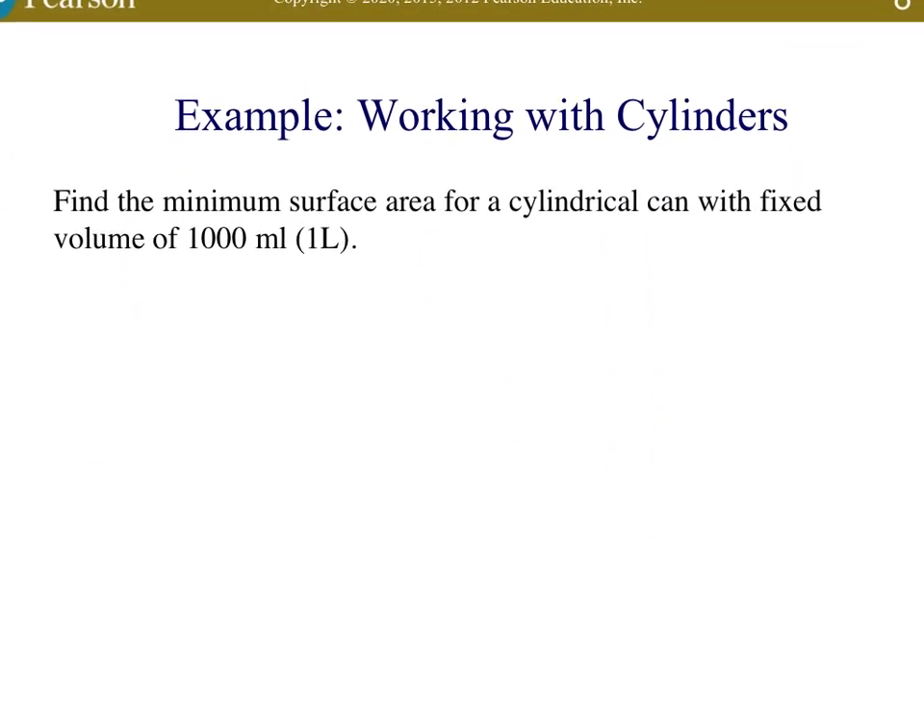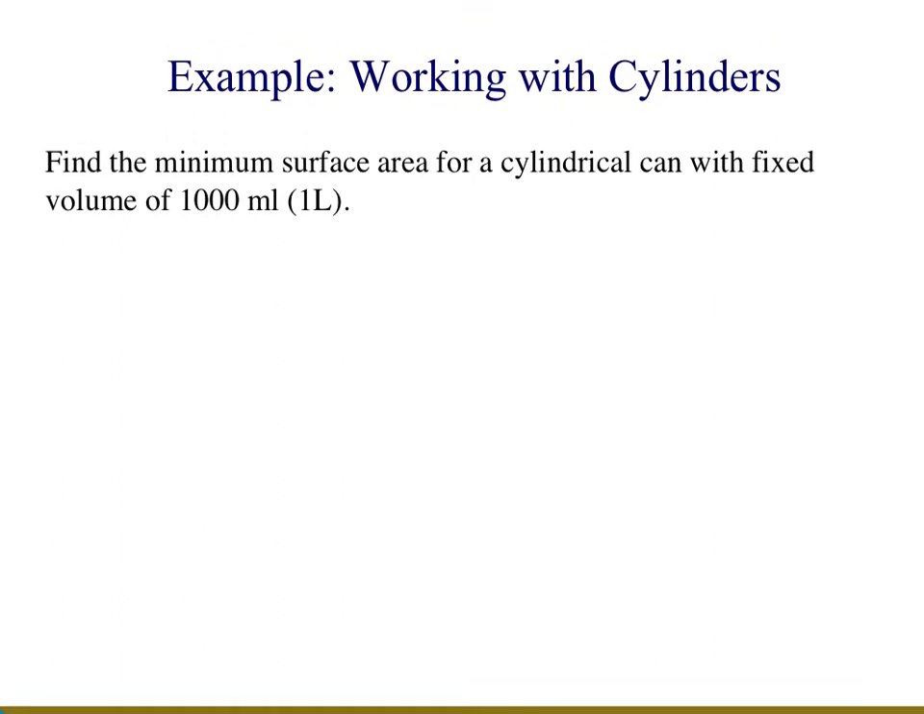All right, our final example is one that's going to be working on a minimum. Okay, a minimum surface area for a cylindrical can. So think like a can of Pringles maybe. Okay, something like that, or maybe a soup can or something, but a Pringles can with a fixed volume of 1,000 milliliters. So let's work kind of through our steps here.